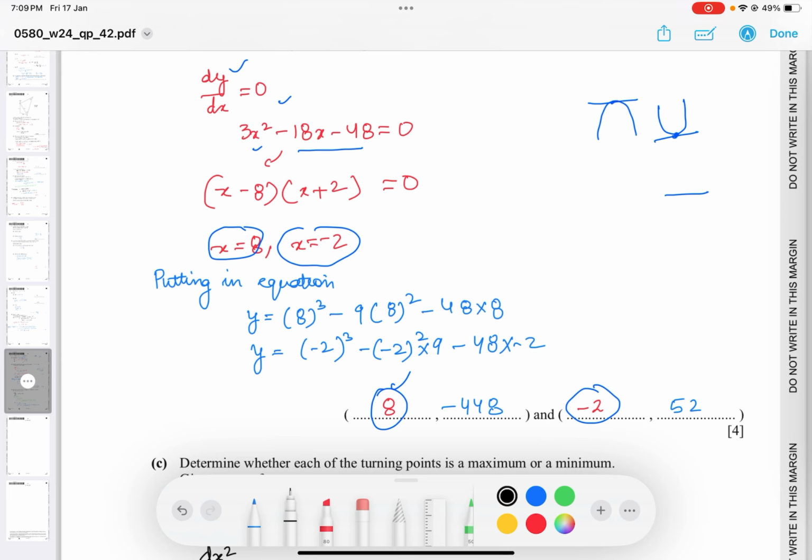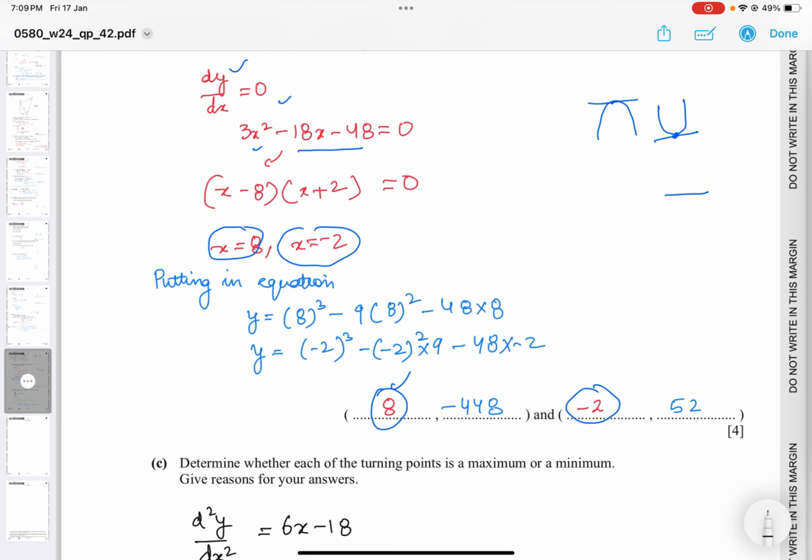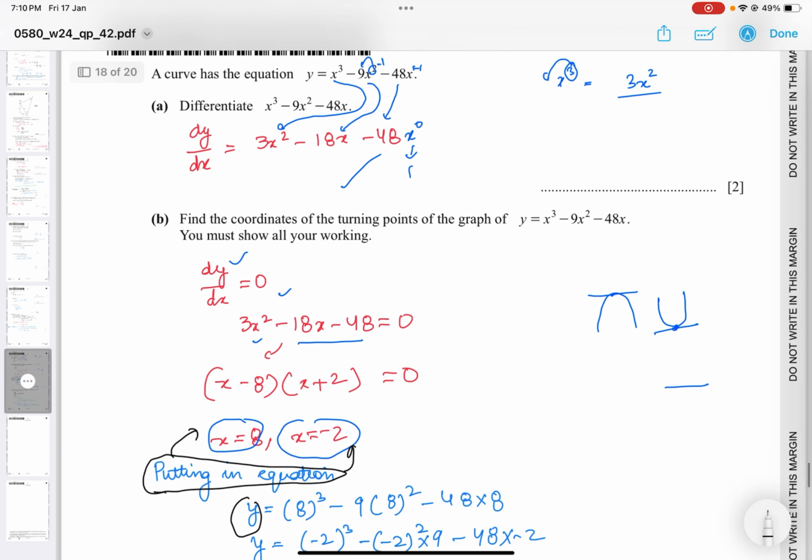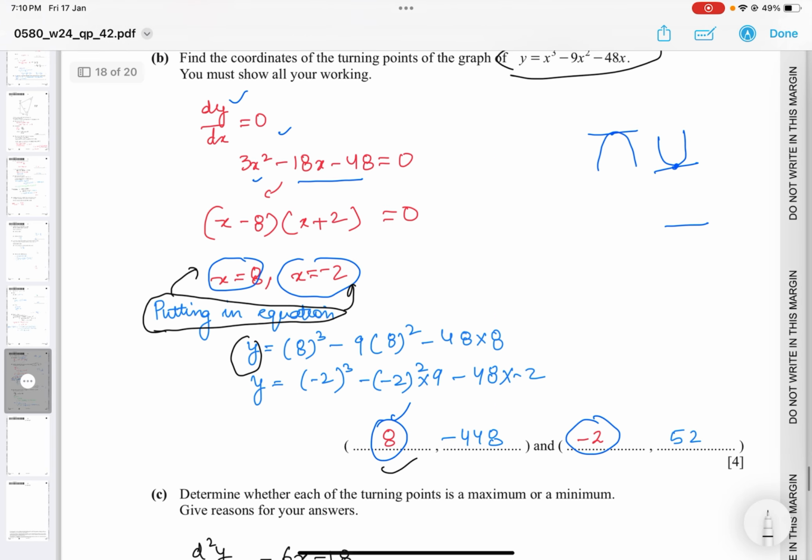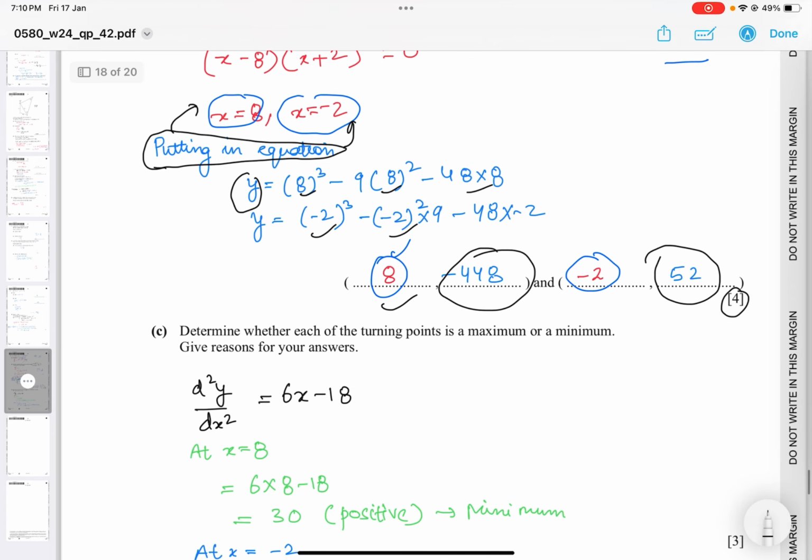Now, how can we find the value of y? Always remember, to find the value of y, we have to put the value of x in the equation. Always go to the equation to find the value of y. So we will go to our equation, that is this, and put in the values of x. First we will put 8, put it in our calculator, and we can find the answer. Then we'll put negative 2, put it in our calculator, we will find the answer, and your 4 marks are done. Let us move on to the next question.